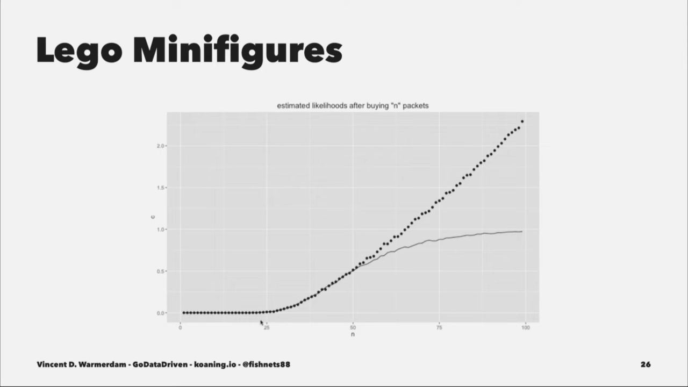Here you see the number of packets that I would buy, and the line itself shows the probability of getting a full set, but the dotted line shows the expected number of total sets that I would have had. Because obviously if I buy 100 packets, the odds of getting at least one full set is quite great, but I might actually have 2 sets. That's rather likely.